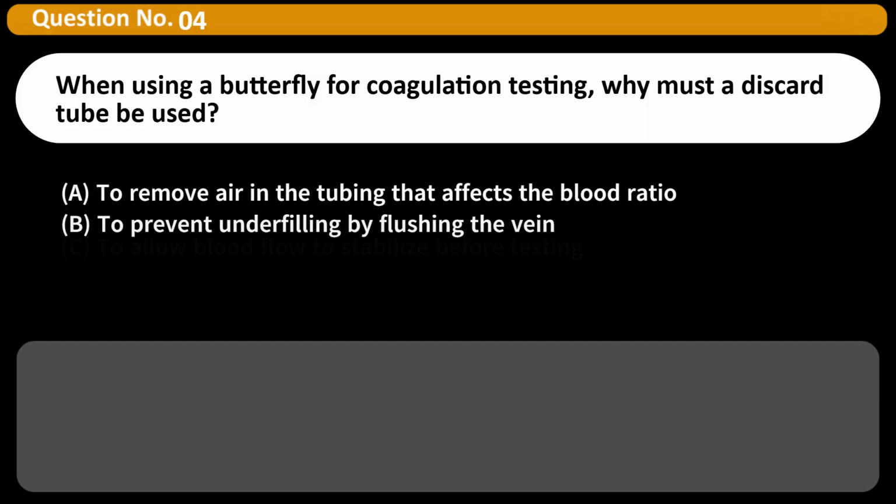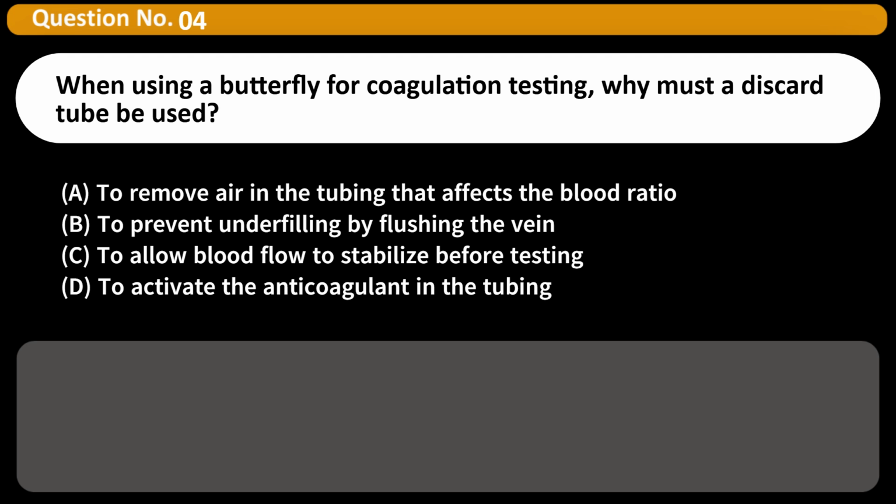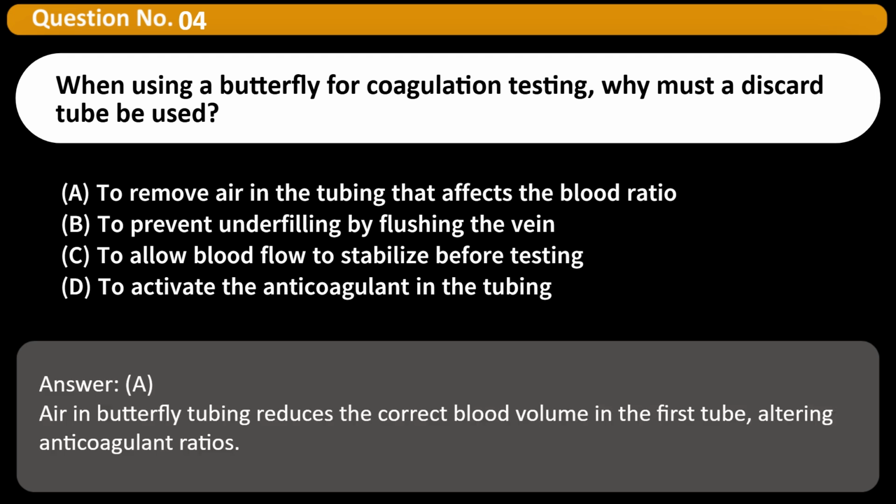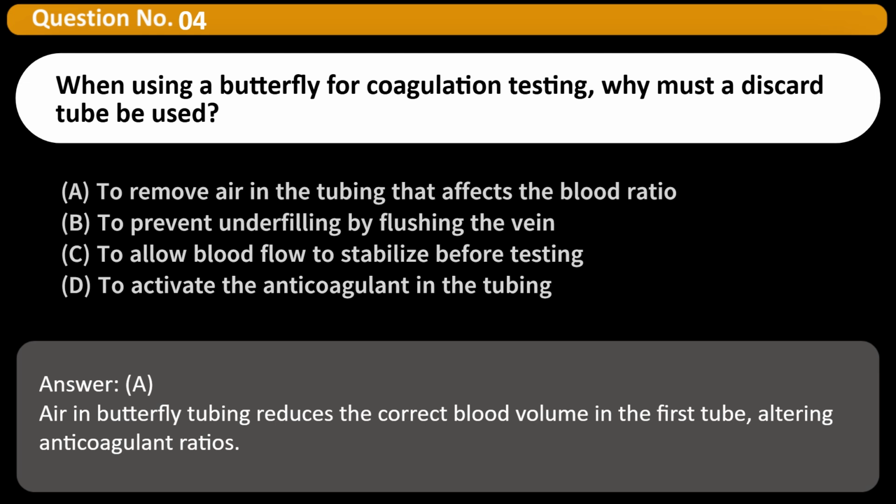When using a butterfly for coagulation testing, why must a discard tube be used? A. To remove air in the tubing that affects the blood ratio. B. To prevent underfilling by flushing the vein. C. To allow blood flow to stabilize before testing. D. To activate the anticoagulant in the tubing. Answer A. Air in butterfly tubing reduces the correct blood volume in the first tube, altering anticoagulant ratios.